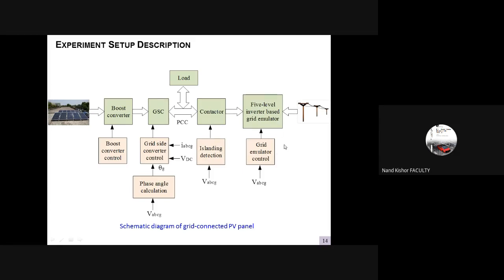And then we had the different control part applied in each of the stages here. So you have the boost converter control part, the grid side converter control part, and then because this is the grid side part, there has to be a reference from the grid side. So we do the PLL, phase lock loop, for the calculation of the phases to synchronize the grid side converter with the main utility grid here. We do that part. And then again, for the grid emulator control, we have another control strategy here.